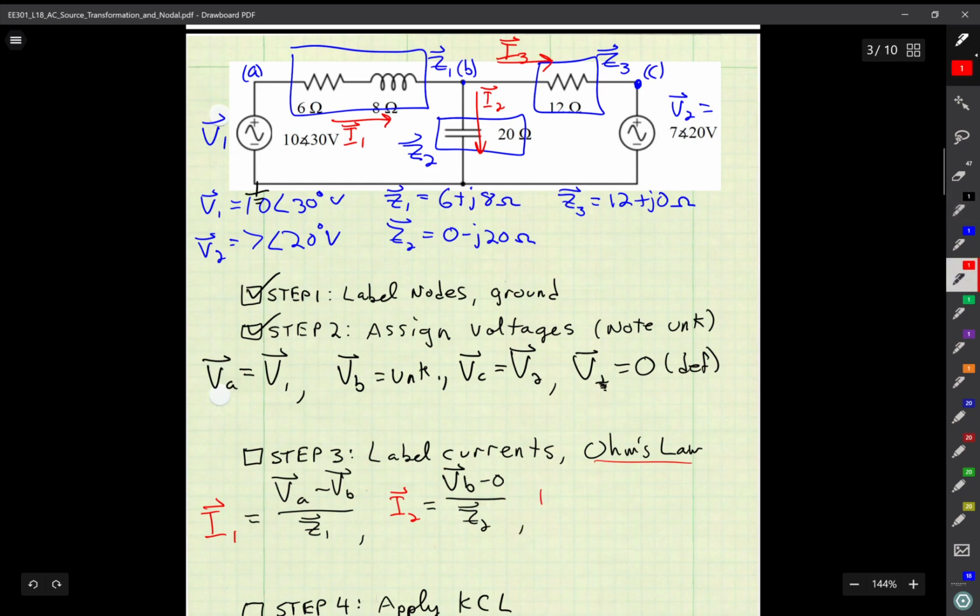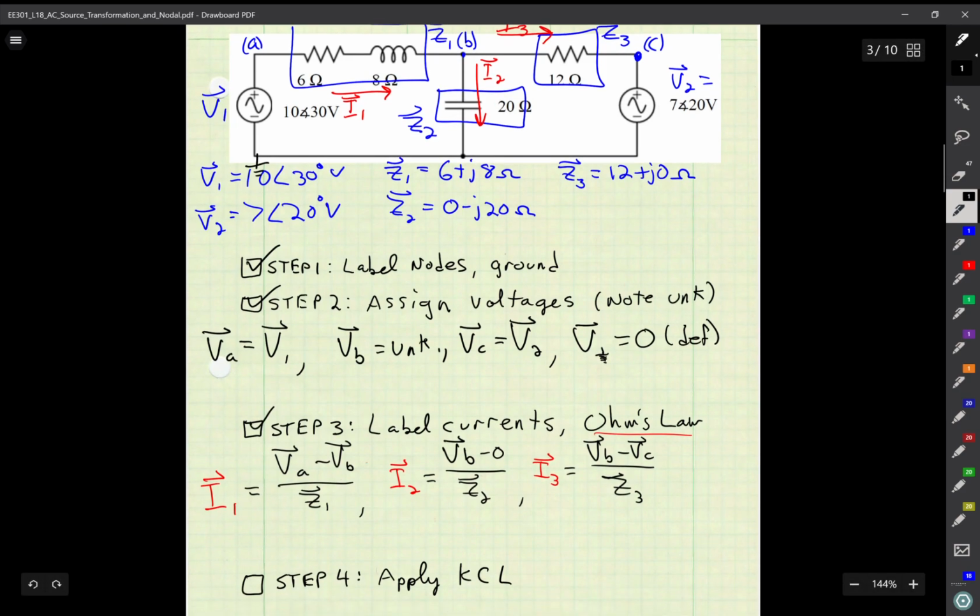And I3 is equal to going from node B to node C, so that's VB minus VC, divided by the impedance in between, which is defined as Z3. So I've labeled my currents now, and I'm done with step 3.